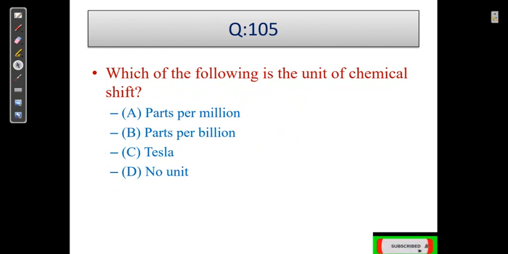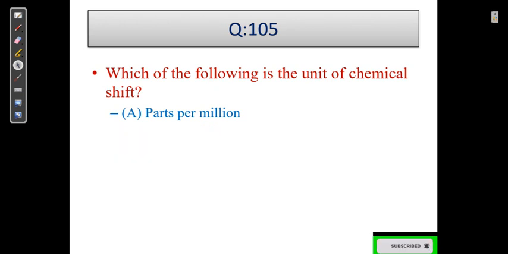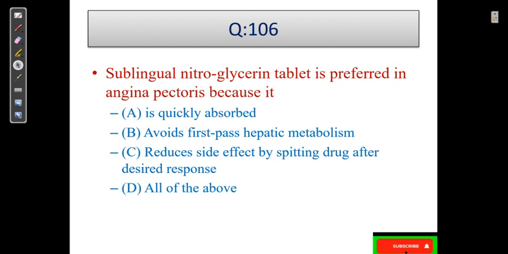Which of the following is the unit of chemical shift? ppm, ppb, Tesla, no units. So parts per million is the correct answer. ppm. Sublingual nitroglycerin tablet is preferred in angina pectoris because it is quickly absorbed. It avoids the first pass hepatic metabolism. It reduces the side effect by spitting a drug after desired response, all of the above. So in case of that, both are required. So all of the above is the correct answer.